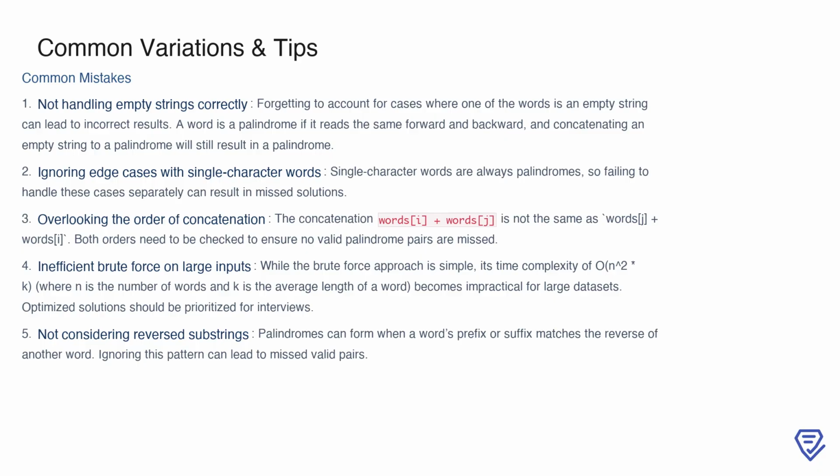On top of that, relying on a brute force solution can be problematic for large inputs. The naive approach has a time complexity of O(n² * k), which becomes impractical as the dataset grows. Finally, many solutions fail to consider reversed substrings. Palindrome pairs often form when a word's prefix or suffix matches the reverse of another word, so ignoring this pattern can lead to missing valid results.